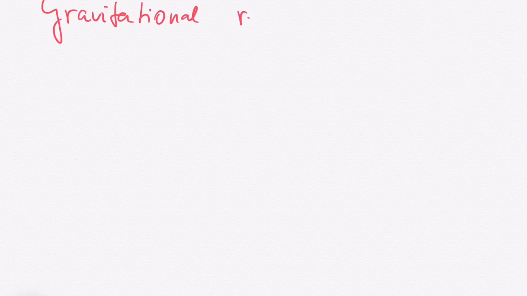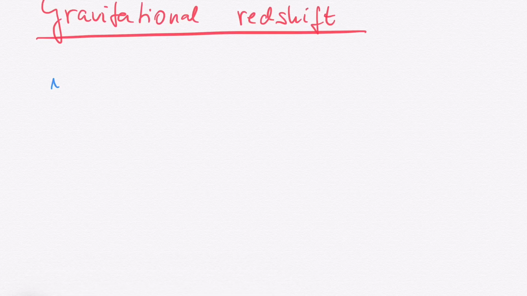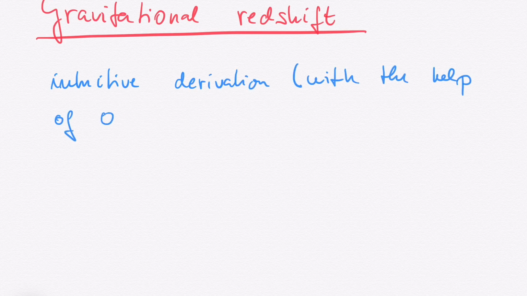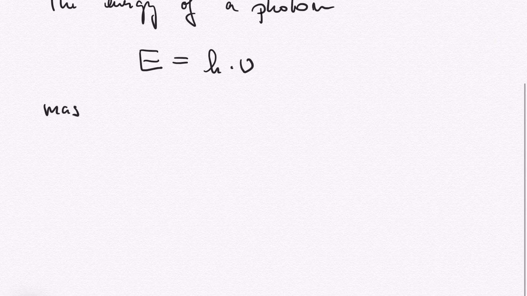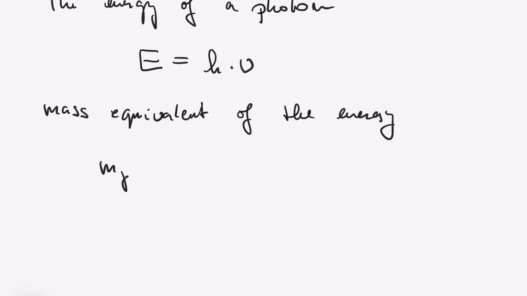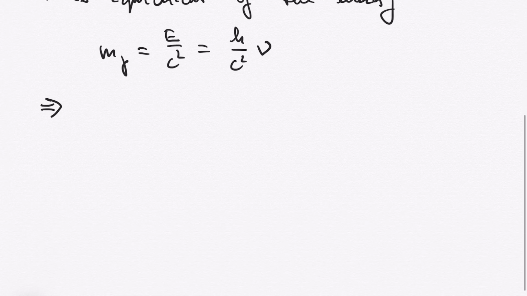Let us now look at the gravitational redshift, and we first derive this in an intuitive way, which is not really correct. It will be with the help of quantum mechanics and using the photon. You can think about why it's not really correct. The energy of the photon is h times the frequency, and we'll introduce the mass equivalent of this energy according to the Einstein relation. This is energy divided by the square of the light velocity.